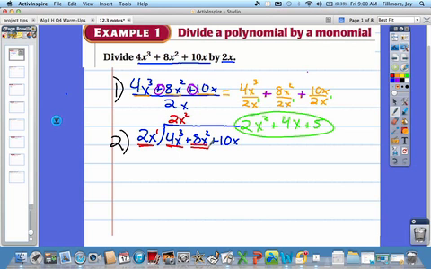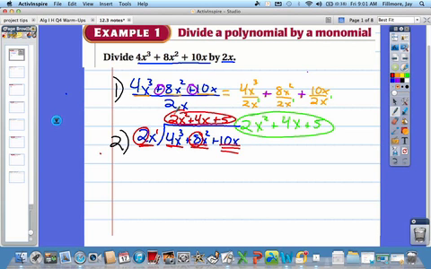Move on to our second term. We'll do 8 divided by our 2, which gives us 4, and again that's a plus because we have a plus underneath it. And x squared divided by x to the first, well, we just subtract the exponents, so we just have x to the first, or simply x. And lastly, 10x divided by 2x, 10 divided by 2 is 5, and x divided by x will cancel, so we still end up with the same answer doing it this way.